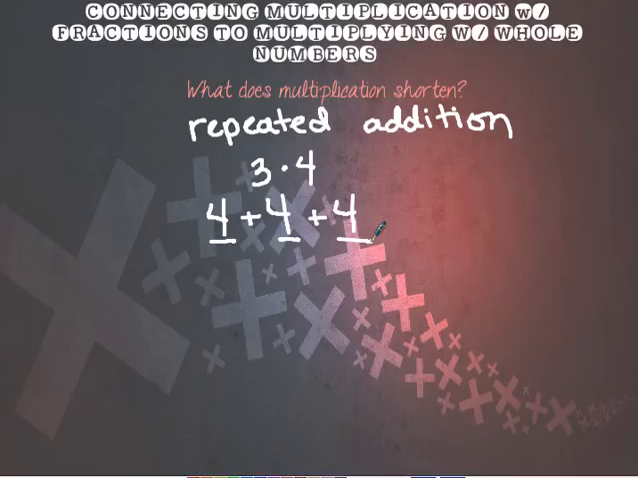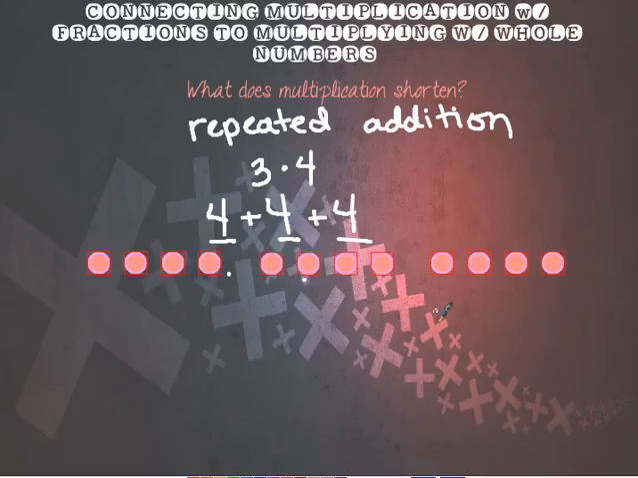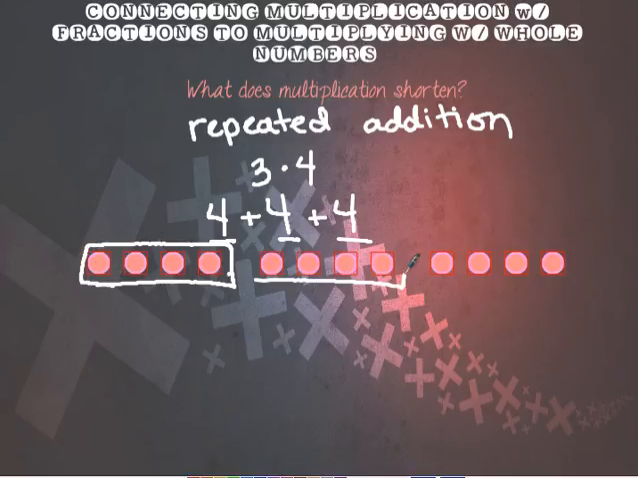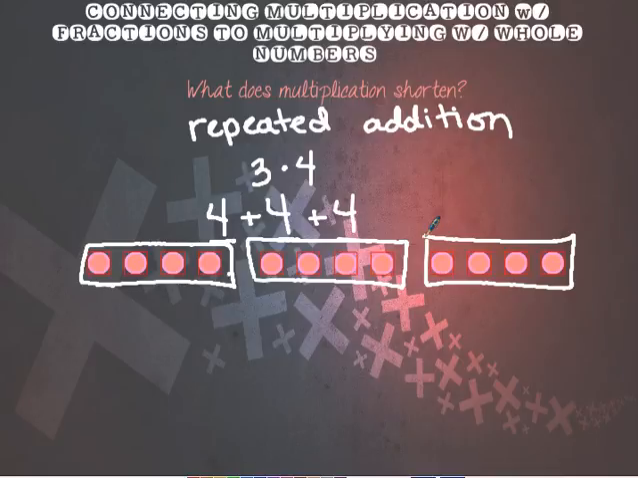Or we could look at it as a picture. It would look something like this. I have a group of 4 right here, and a group of 4 right here, and a group of 4 right here. So I have 3 groups of 4.